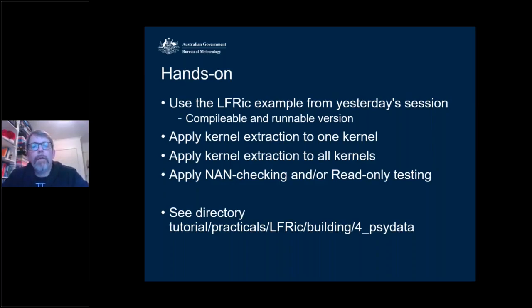We start with a simple kernel extraction of one kernel. Then we do a kernel extraction of all kernels, which are 2 in this case. And then depending on time, we can do not a number checking and or read-only testing. Now I actually modified Eva's example. There's code in there, very bad code. Don't look at it too closely. But code that would actually create NaNs or code that would override a read-only field. But it needs to be commented out.